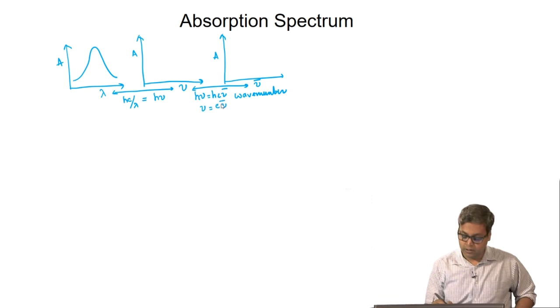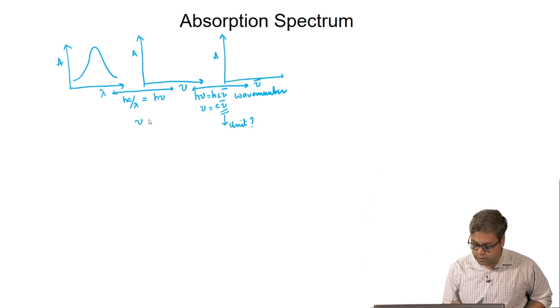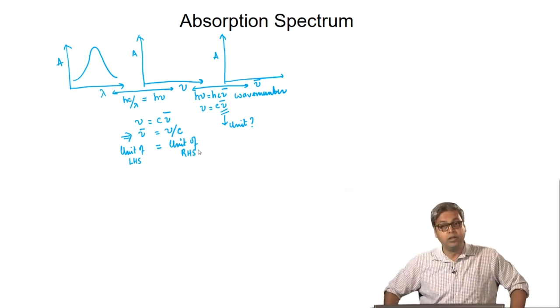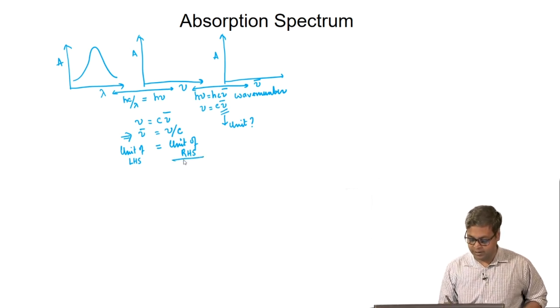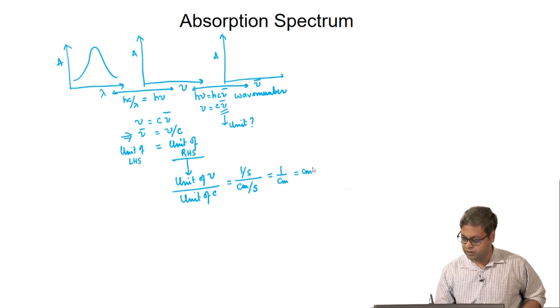So, the next question is, what is the unit of nu bar? Because we can write nu equals c nu bar, or rearranging this equation, nu bar equals nu by c. We know the unit of the left hand side is equal to the unit of the right hand side. So, in order to find the unit of nu bar, we have to find the unit of the right hand side, and the unit of the right hand side is unit of nu by unit of c, that is 1 by second by centimeter per second. This gives 1 by centimeter or centimeter inverse.